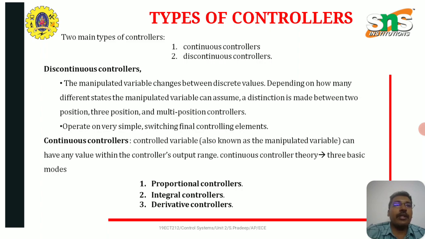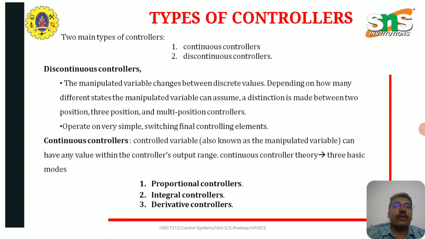The types of controllers: first one is continuous controller and the second one is discontinuous controller. In a continuous controller, the controlled variable, also known as the manipulated variable, can have any value within the controller's output range. Continuous controller has three basic modes. The first one is proportional controller, second one is integral controller, third one is derivative controller.